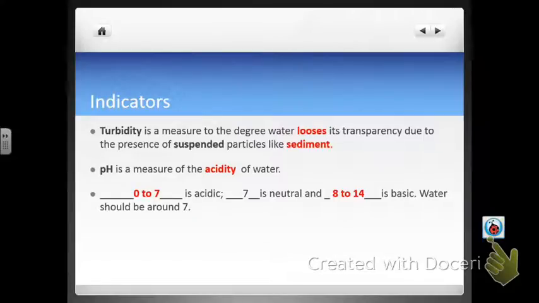0 to 7 tells you acid, with 0 to 1 being the strongest acid. 7 is neutral. 8 to 14 is basic, so an alkaline, more of a cleaning product. Water should be around 7. Ideally, it's about 7.2. Healthy stream, maybe up to 8, safe. You don't want to get down in the acid range at all. You don't want to get much above 8, or it's going to be unhealthy for many species.